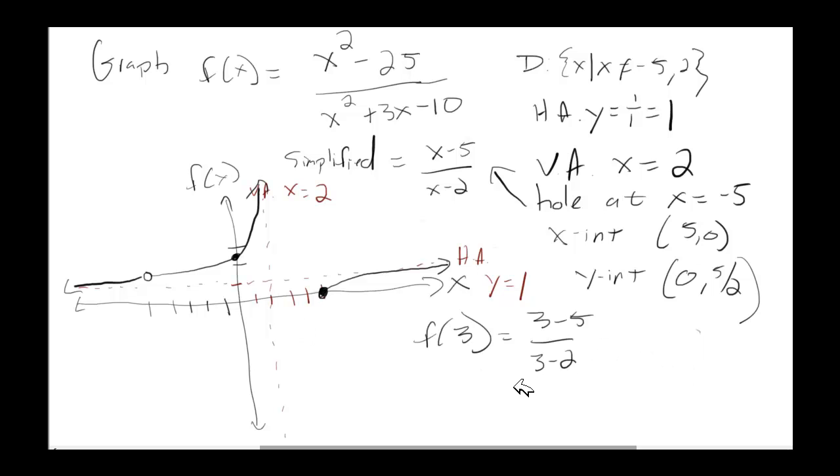Okay, so I'm going to plug in 3 and see what I get. As long as you stay away from this hole, you can plug it into the simplified form. You're going to get the same result. So 3 minus 5 is minus 2, and 3 minus 2 is 1. This is better known as minus 2. I plug in a 3, I'm down here at minus 2. And now I'm 100% confident this guy's going to go down and try to climb the wall that way.